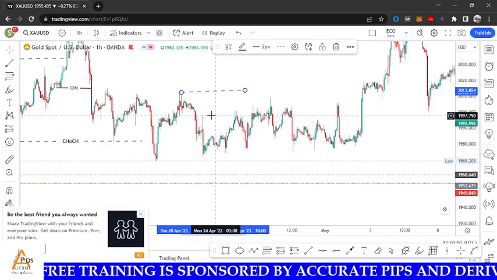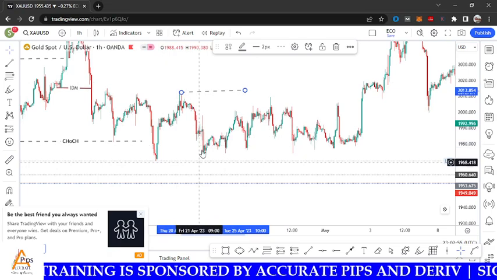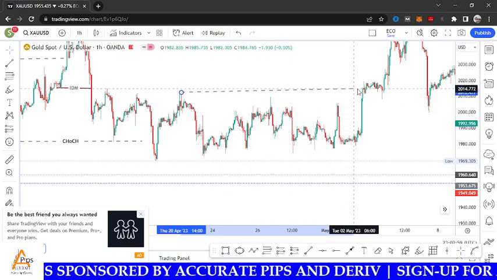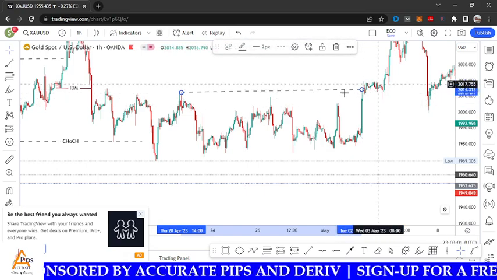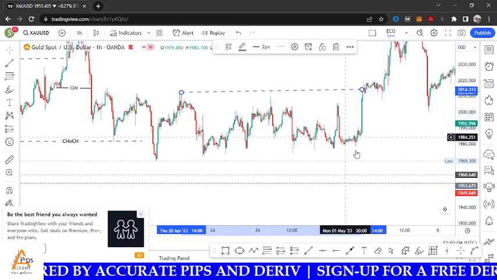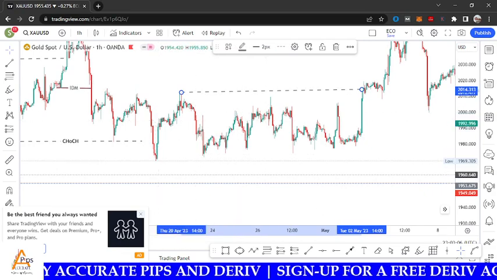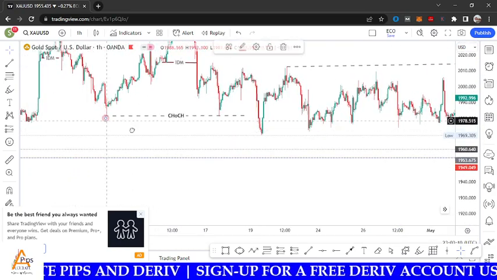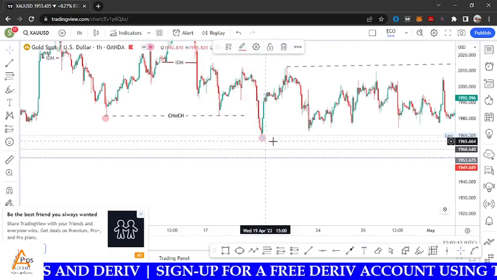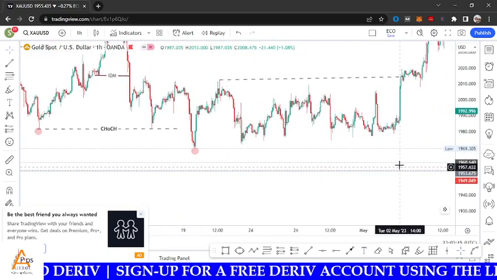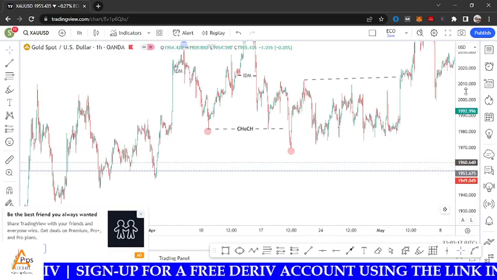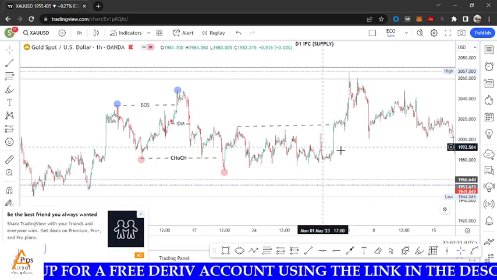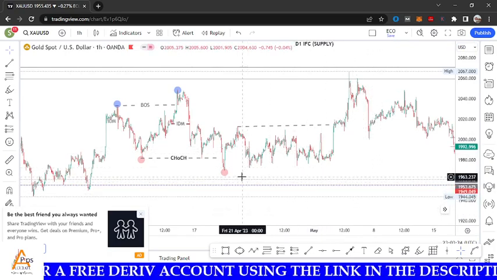Price continued to move in between these two areas. So these are all internal structure, so we can extend this. So this is where our IDM was taken out, which now confirms our new low. Okay, so this will be our new lower low.